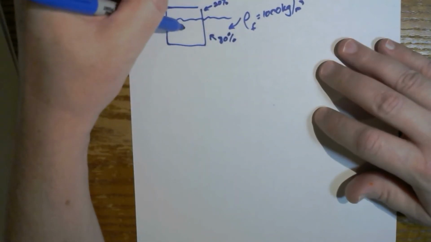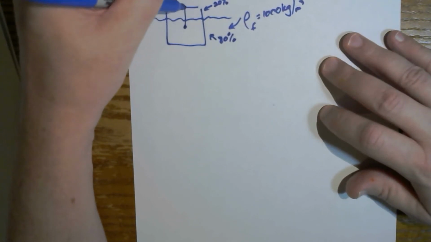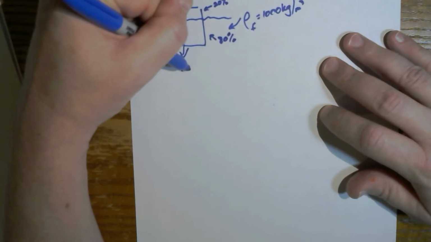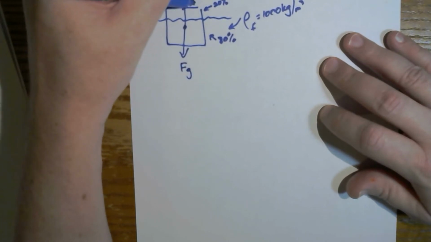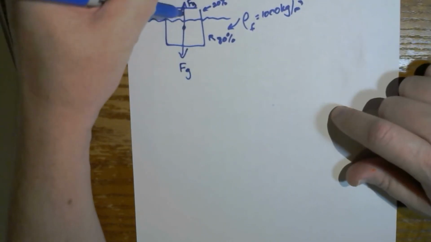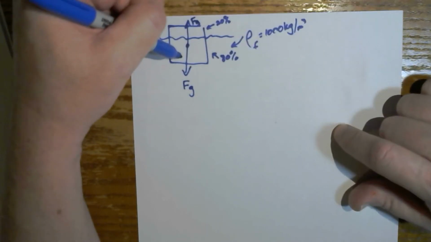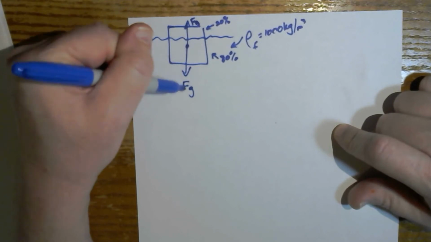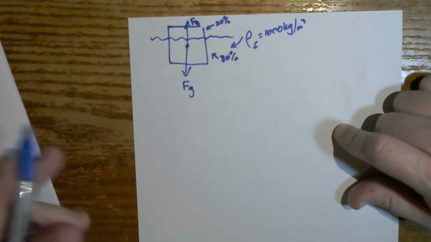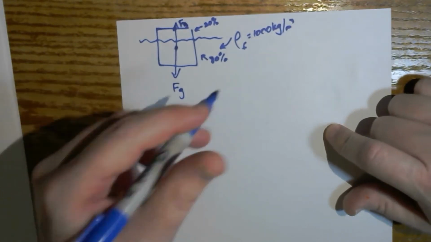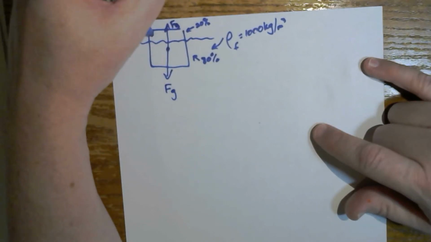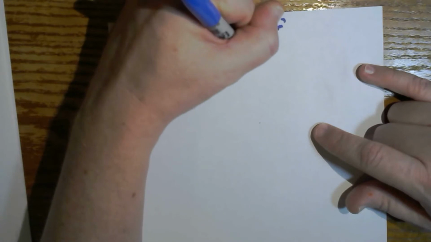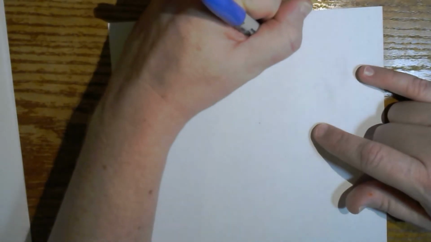Now, because it is floating, that's a special case of Archimedes' principle, because the weight of the object has to equal the buoyant force. Otherwise, if the buoyant force were too much, it would just float off into space. And if the force of gravity was too much, it would just sink down to the bottom of the water. Now, it does tell us what the volume of this cube is. It says the volume of the object is just 1 cubic meter.